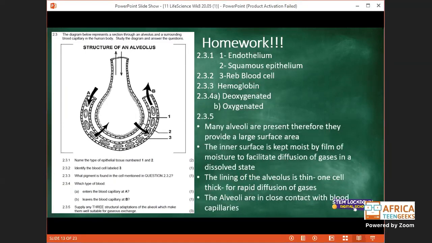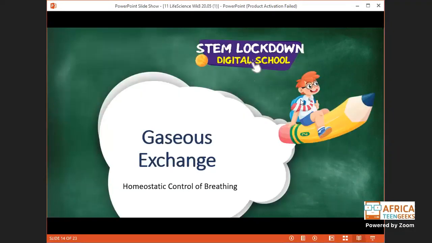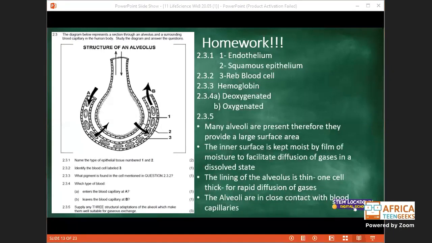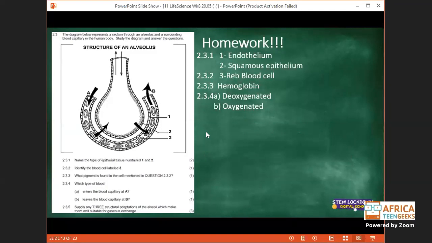And here we have many alveoli are present, therefore they provide large, sorry, that was too quick. What am I doing now? Okay, cool. Prashani, you raised your hand. Let's see. Okay, it seems like Prashani's mic doesn't want to unmute. Oh, it's fine. Okay. I'm sorry for moving too quickly.